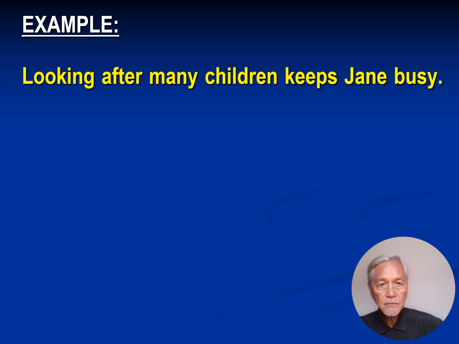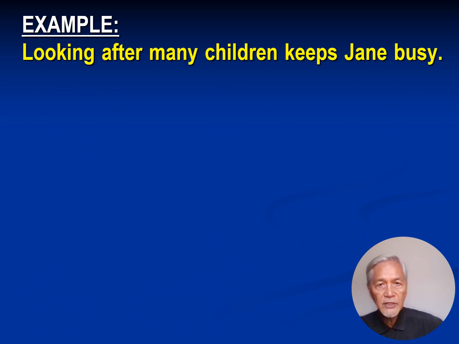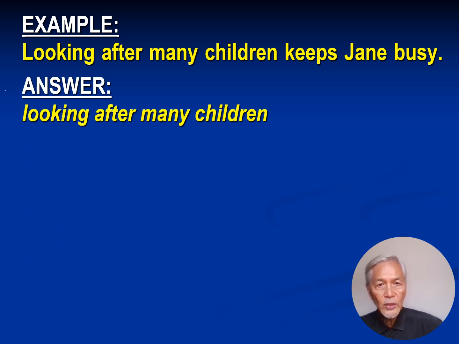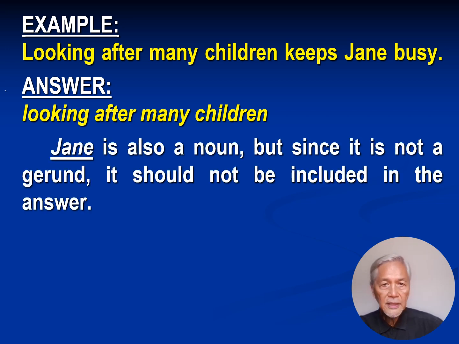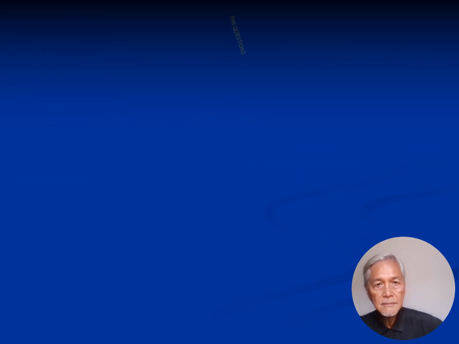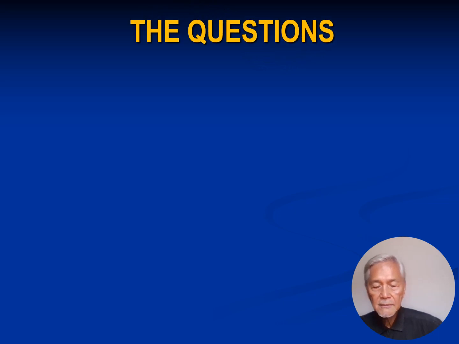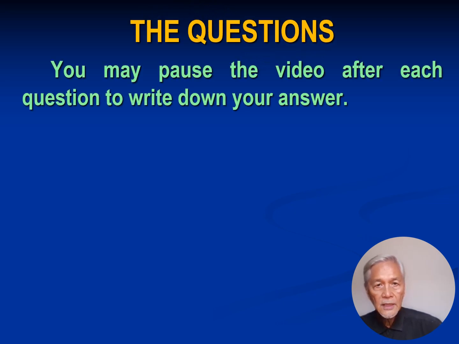Example: looking after many children keeps Jane busy. Answer: looking after many children. Jane is also a noun, but since it is not a gerund, it should not be included in the answer. The questions. You may pause the video after each question to write down your answer.